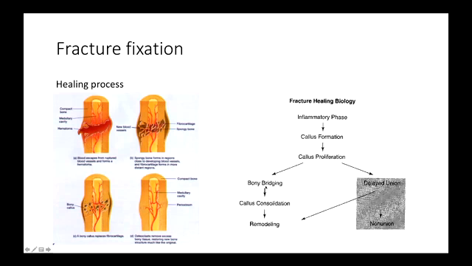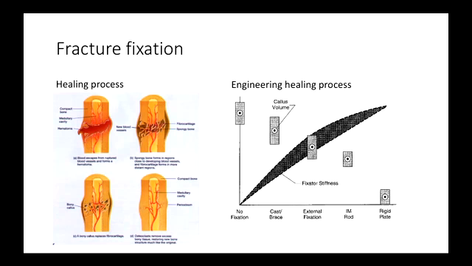So just to describe that again, you have at the start an inflammatory phase, callus formation. I didn't say, the callus forms right at the start. If you don't have a callus form, it's not going to heal. So callus formation, proliferation, bony bridging, which has to happen with the blood vessels crossing the joint. Callus consolidation, so it starts to absorb the callus, remodels, and then heals.